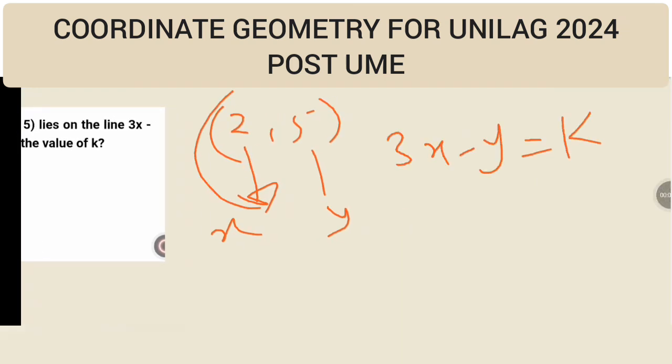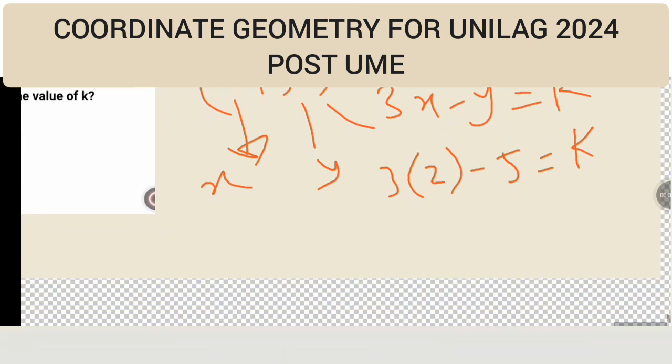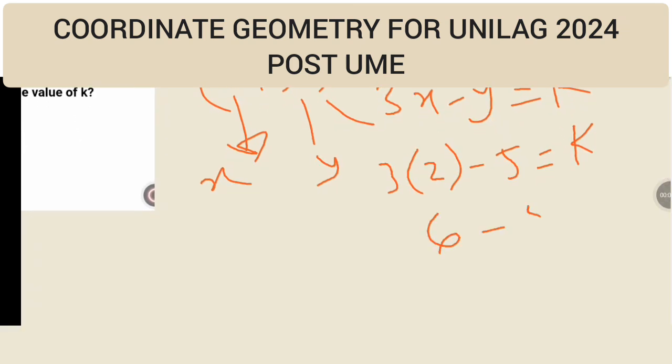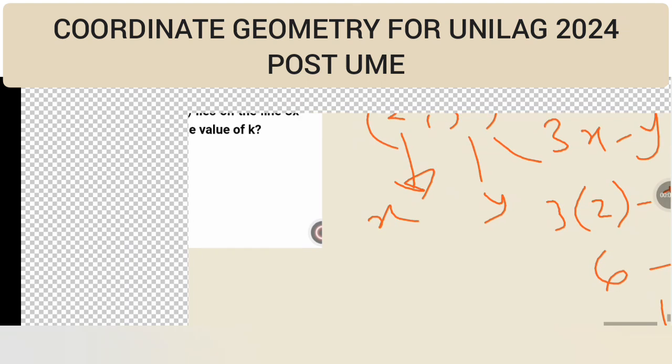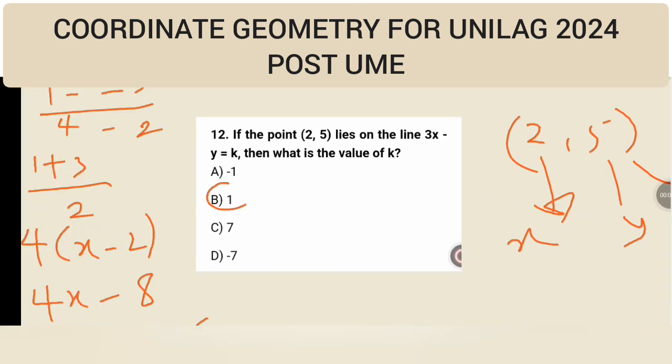Since this point is on this line, what you have to do is substitute the values of x and y into this equation. From there you can get the value of k. So that means x is 2. So you write 3 times (2) minus, and y is 5, equals k. 3 times 2 will give you 6. 6 minus 5 will give you k. So 6 minus 5 is 1. That means the value of k is 1. So just go to your options and pick your answer from there. So k is equal to 1.